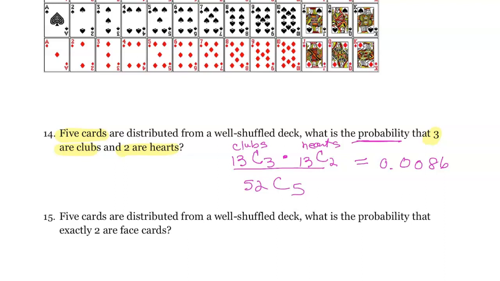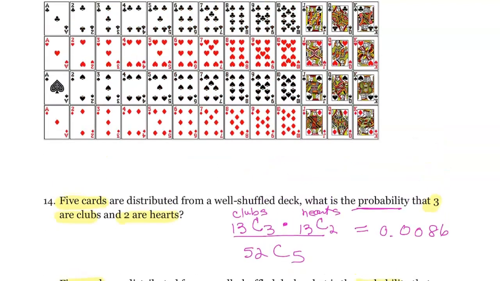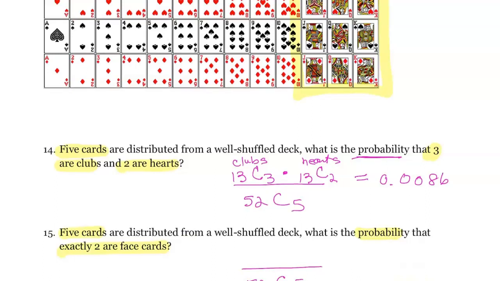Okay, we're continuing with cards. 5 cards again are distributed from a well-shuffled deck. What's the probability that exactly 2 cards are face cards? Your denominator is still 52 choose 5, so you are going to get 5 cards. Exactly 2 are face cards. How many face cards do I have? These are the face cards right over here. So I have 12.